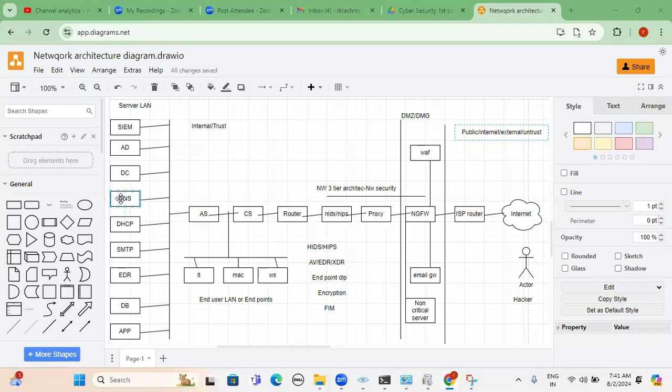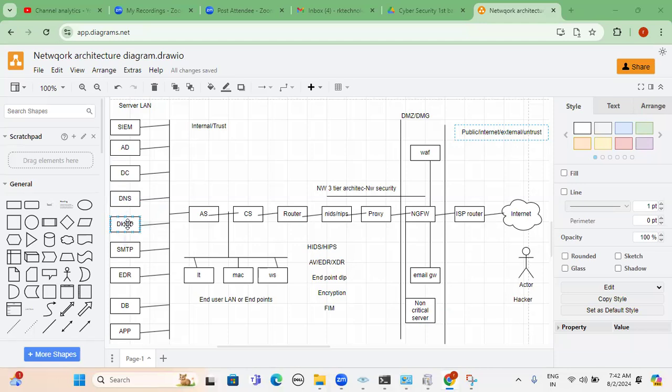That is called the primary private DNS server. In a similar way, the secondary private DNS server. Then we can keep our public primary DNS server and public secondary DNS server under the non-critical servers. So this is the way we have to do the segmentation part.